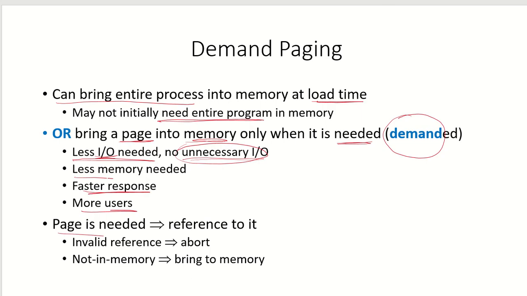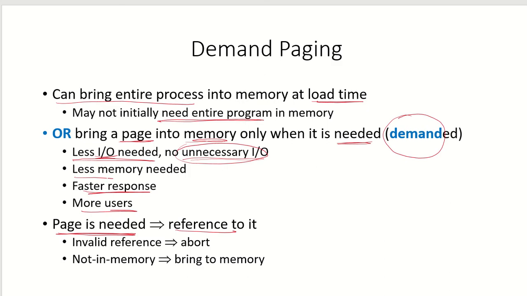So whenever a page is needed by the microprocessor, there is a reference to it. The CPU sends out an address, which is in a particular page. Now this reference to that particular address will first be checked whether it is a valid reference or not. That means if the process is referring to a particular address in space or trying to access some other process.